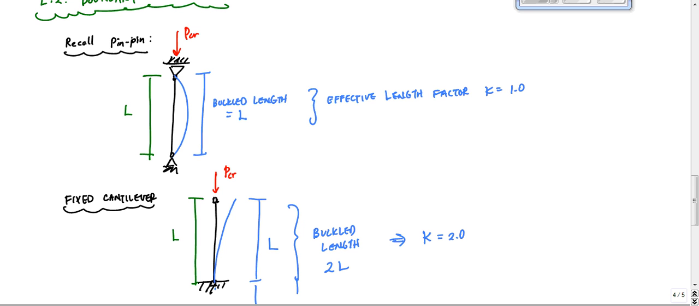Yes. Yes. That's just the length of the column. Yeah, we're gonna get there in a second.